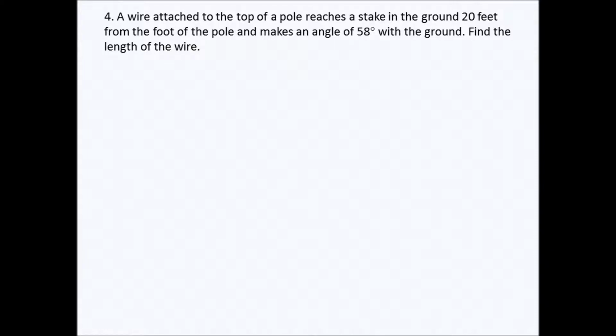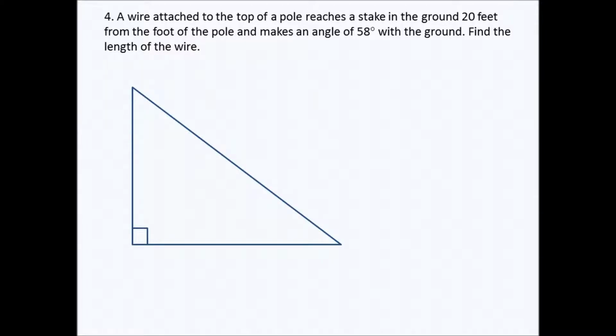A wire attached to the top of a pole reaches a stake in the ground 20 feet from the foot of the pole and makes an angle of 58 degrees with the ground. Find the length of the wire. Step 1. Draw a right triangle. Step 2. Label the triangle.